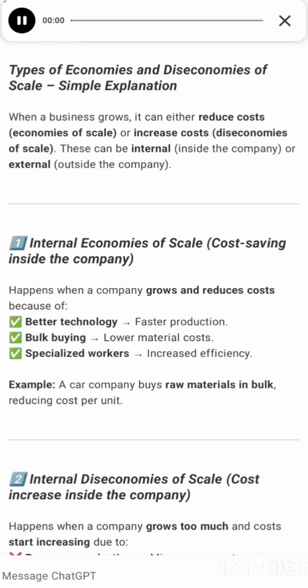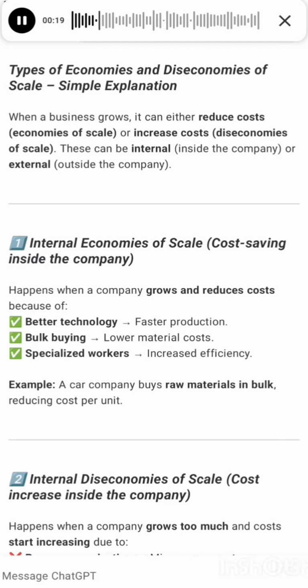Types of economies and diseconomies of scale. Simple explanation. When a business grows, it can either reduce costs, economies of scale, or increase costs, diseconomies of scale. These can be internal, inside the company, or external, outside the company.